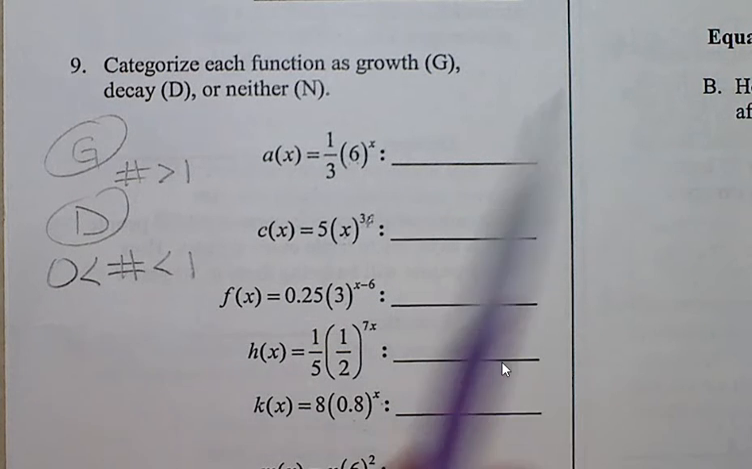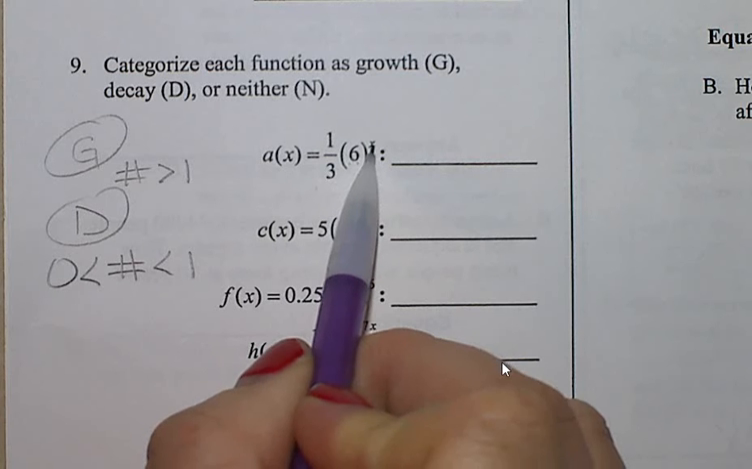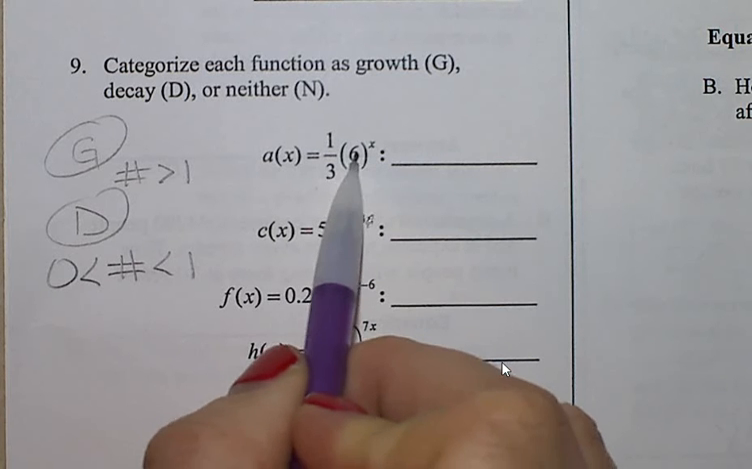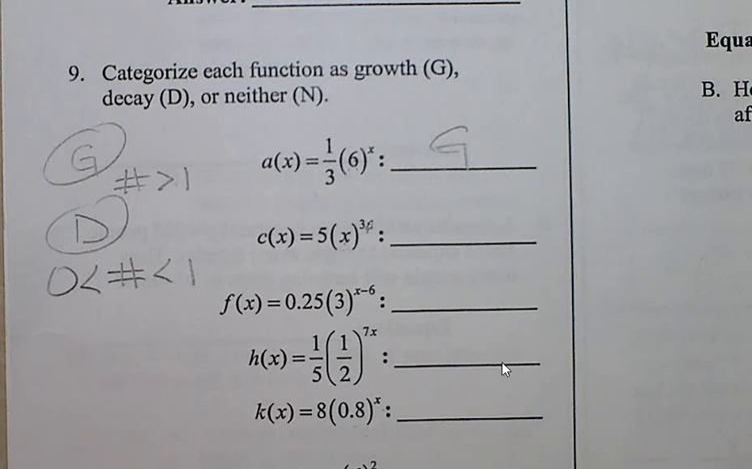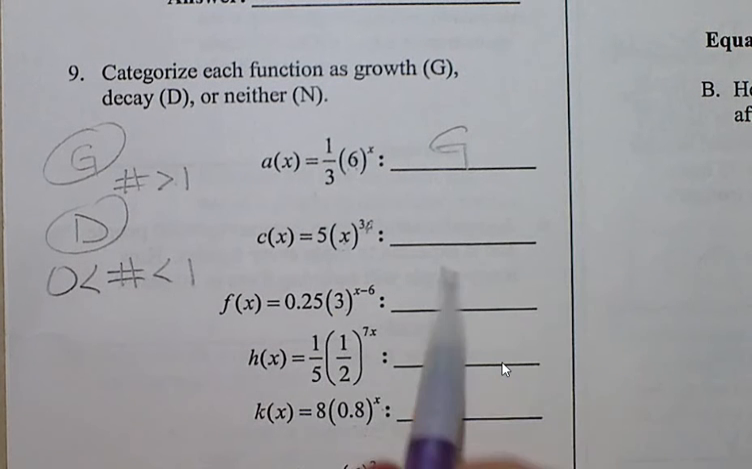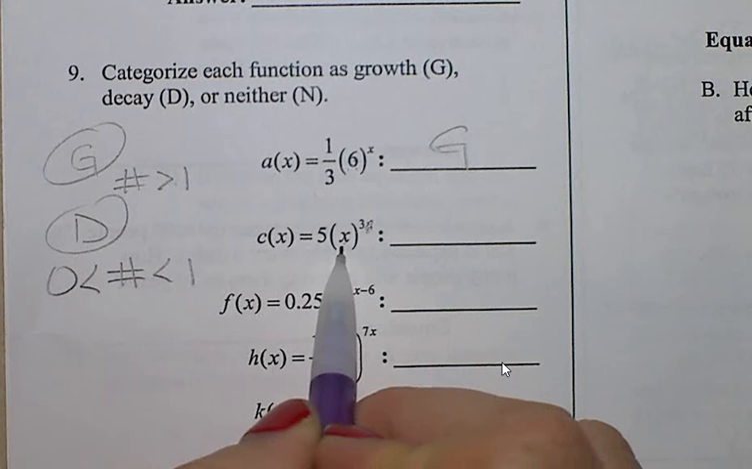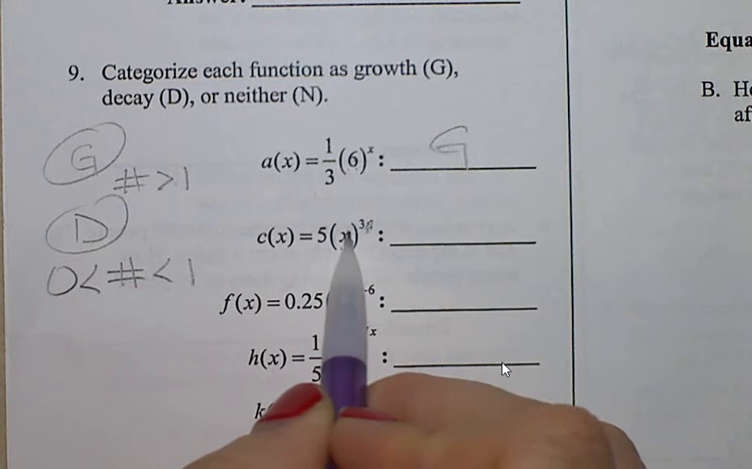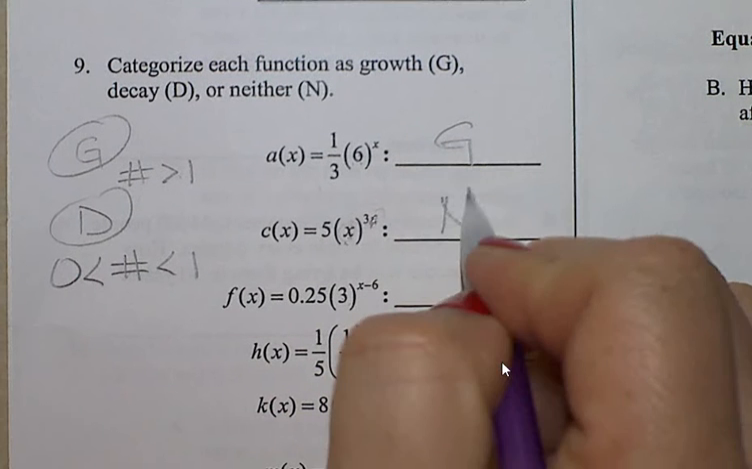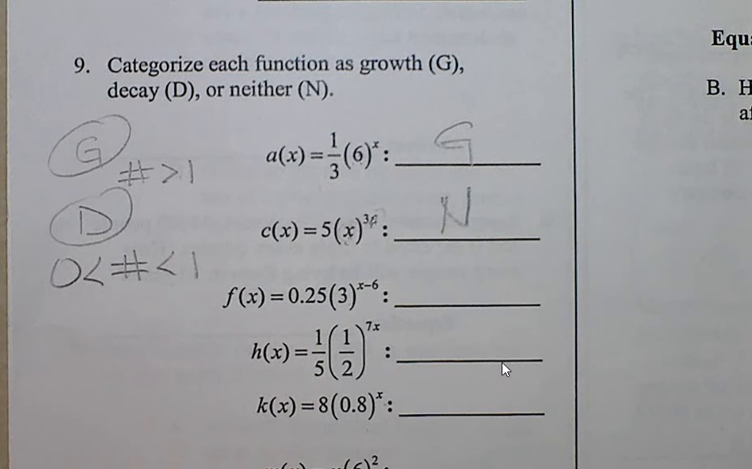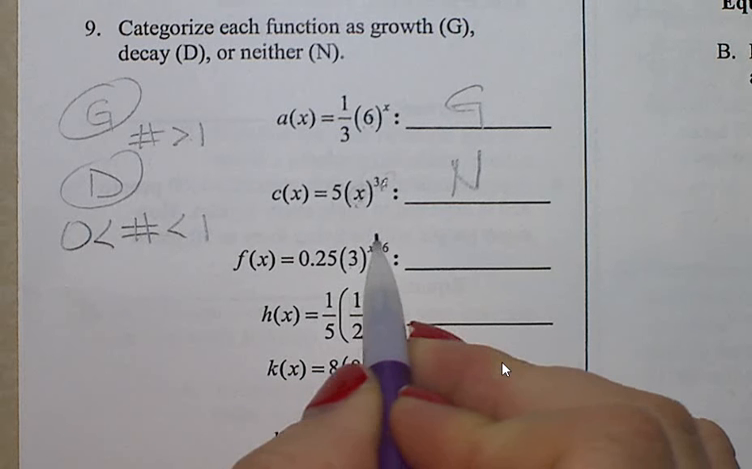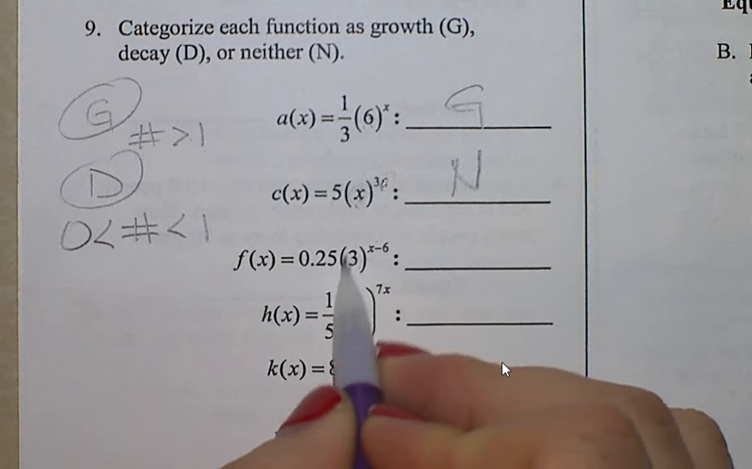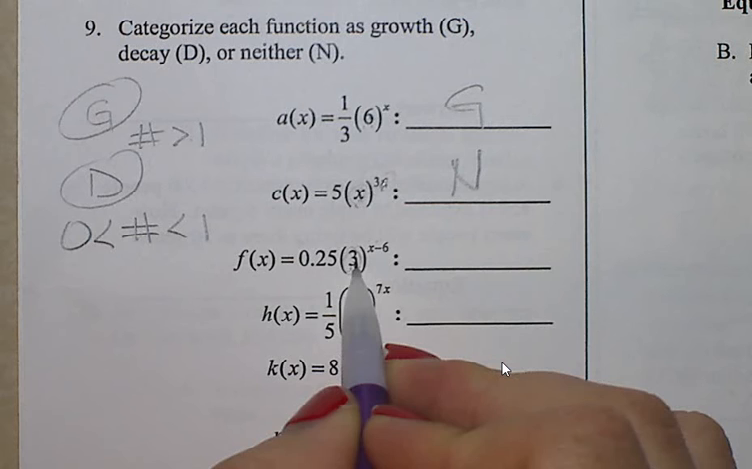Okay, so I have a number, and I have a variable in the exponent, so I'm good to go. Now this number is greater than 1, so this is growth. The second example cannot be an example of growth or decay because I don't have a value that's currently in the base and I don't have a variable that's in the exponent. Neither. The third example, I have a value for the base and I have a variable in the exponent position. This value is going to be greater than 1, so it is growth.